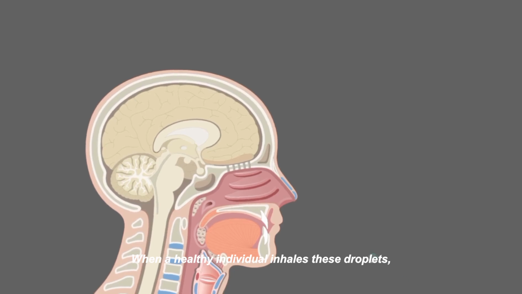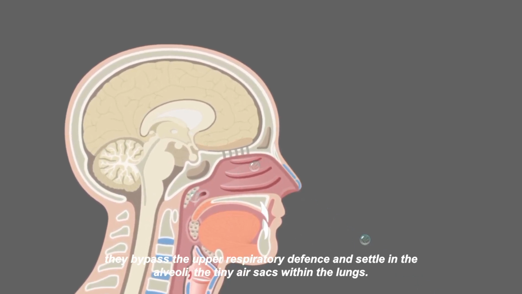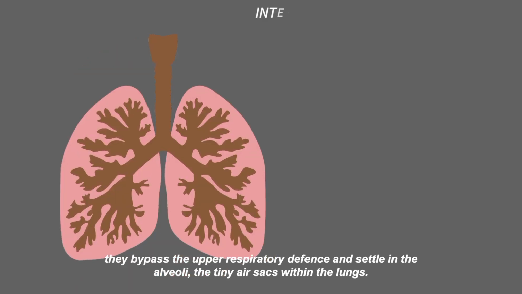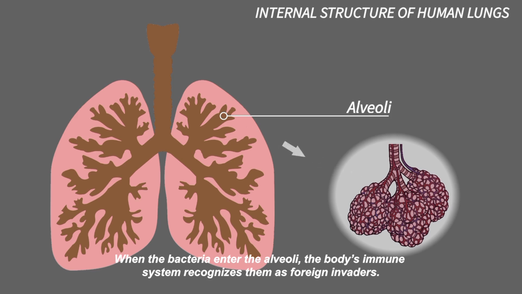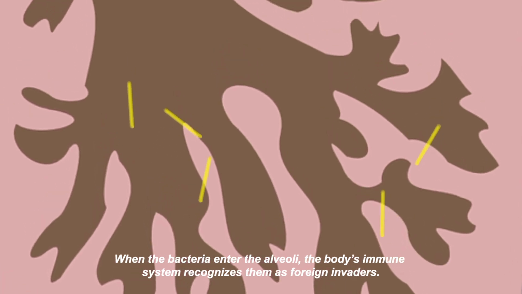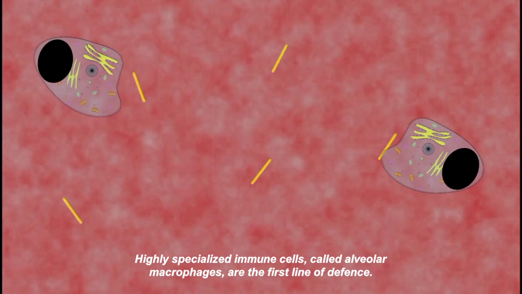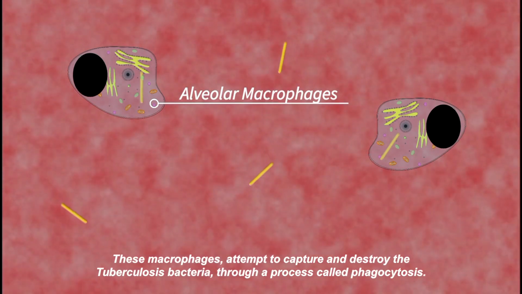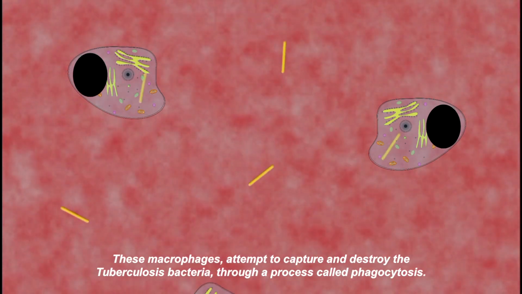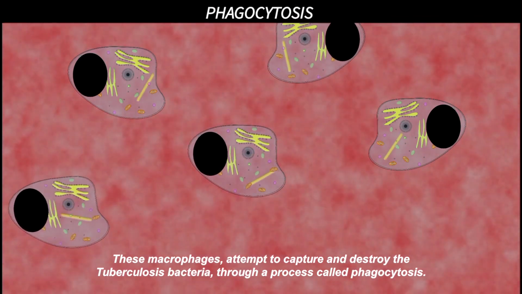When a healthy individual inhales these droplets, they bypass the upper respiratory defense and settle in the alveoli, the tiny air sacs within the lungs. When the bacteria enter the alveoli, the body's immune system recognizes them as foreign invaders. Highly specialized immune cells called alveolar macrophages are the first line of defense. These macrophages attempt to capture and destroy the tuberculosis bacteria through a process called phagocytosis.